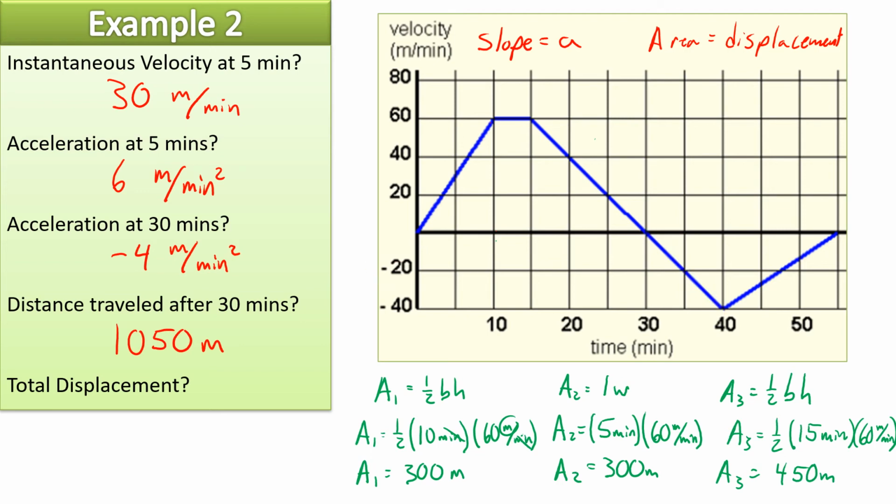Okay? And you're speeding up in the negative direction because now your velocity is negative and your acceleration, the slope, is still negative 4 meters per minute. So you're actually speeding up in the negative direction. And then your velocity is negative.